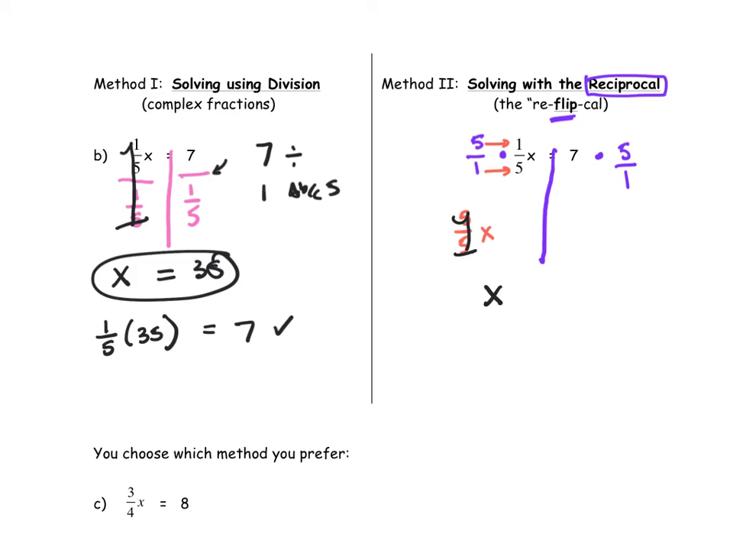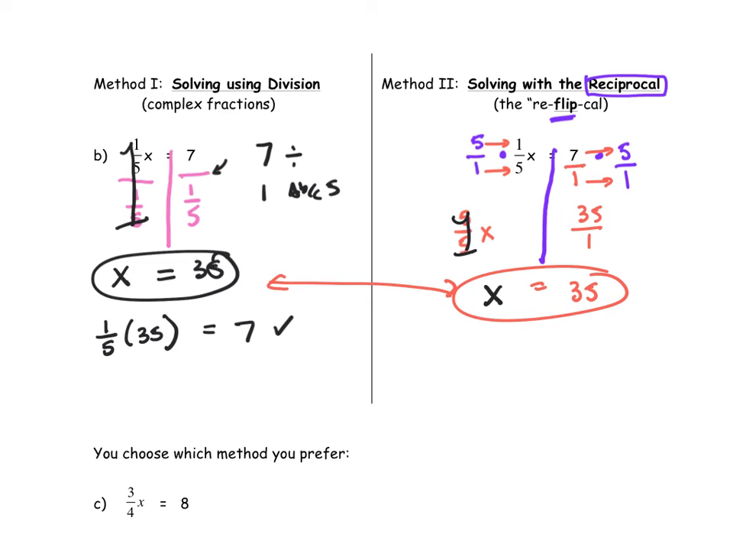On the other side, I have to do a little bit more work. I have a whole number 7, so I'm going to place it over 1. So now I have a fraction times another fraction. 7 times 5 is 35. 1 times 1 is 1. And 35, any number divided by 1 would be the number that we see on top. So it is the same number.